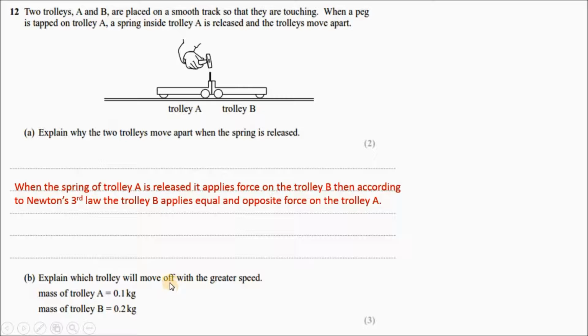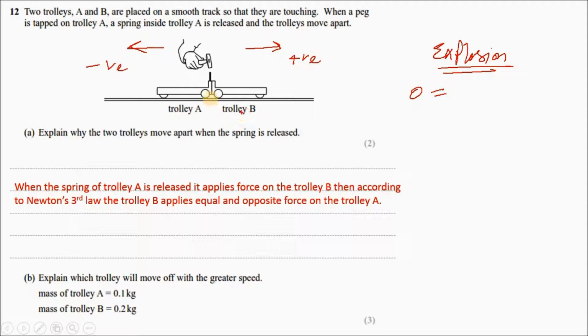Explain which trolley will move off with a greater speed. You know that initial momentum is zero, because it's all about explosion. It is an example of explosion in which initially the particles are at rest. So initial momentum is zero, and trolley A will be moving leftward and trolley B rightward. So rightward direction I'm taking positive, and left direction I'm taking negative.